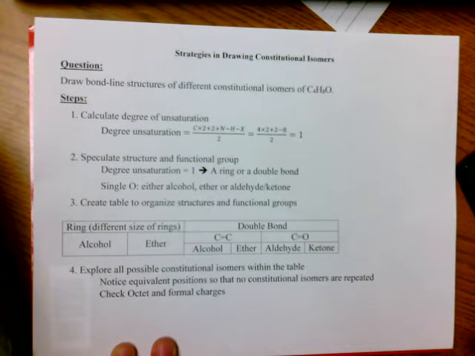So that is why we should always respect the octet rule when we draw bond line structures. And also, if we have any non-zero formal charges, we are going to include them in the bond line structures. However, since the constitutional isomers we are drawing are commonly for neutral molecules, and non-zero formal charges are not common at all, you should try your best to avoid having non-zero formal charges.